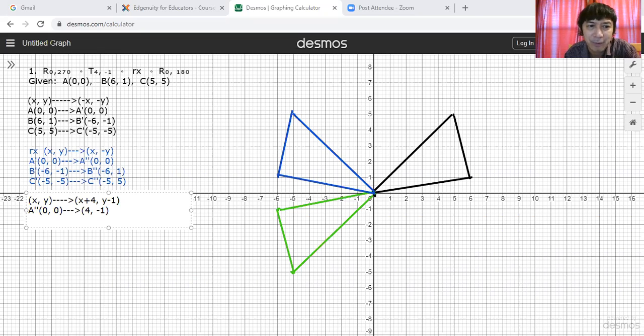Remember, our x will start from the double primes, and we have that 0, 0. And if we follow the rule, that means 0 plus 4. That's why we have a 4. And then this is y minus 1. That means 0 minus 1. So that's why we have a negative 1.